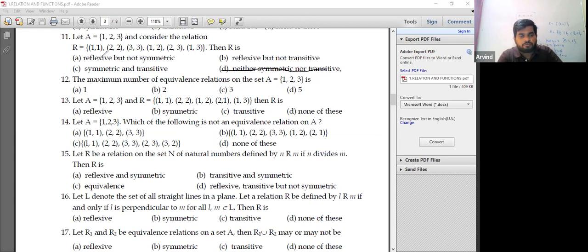Coming to option A, reflexive. Yes, it is reflexive, but is it not symmetric? Yes, it is not symmetric. (1,2) is there, but (2,1) is not. So it is not symmetric.